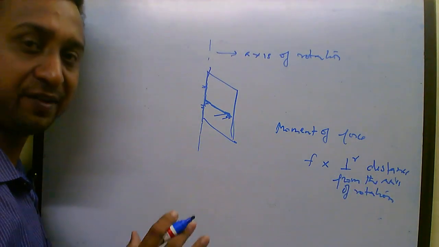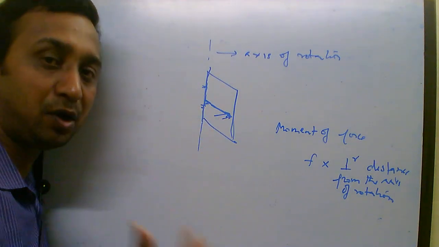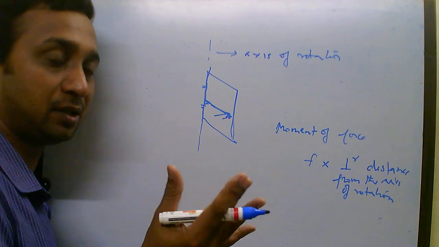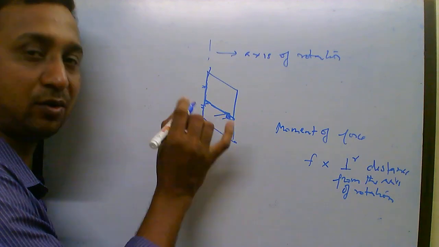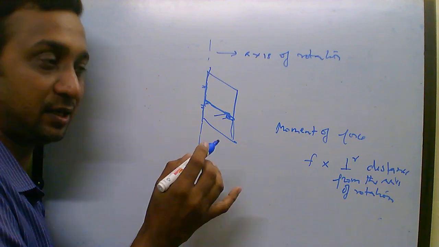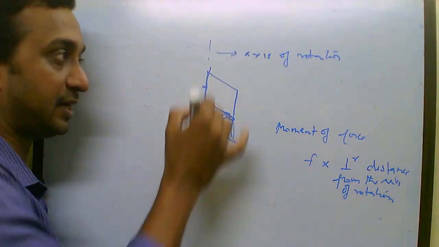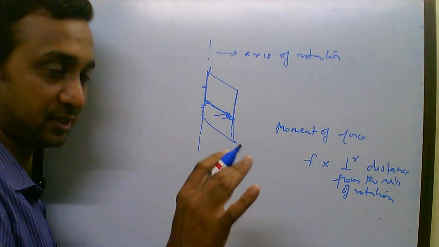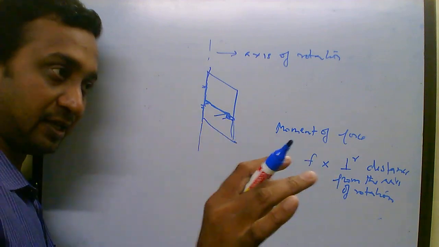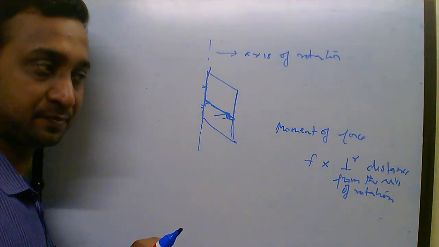How does that effect vary? If the distance is more, the force which I want to apply to turn or rotate the body is less. That is why the handles are always given at the end of a door. It is not kept too close to the axis of rotation. So when you keep it away from the axis of rotation, the farther the handle is, the less force you have to apply to open the door.